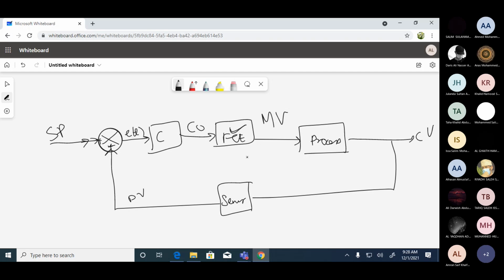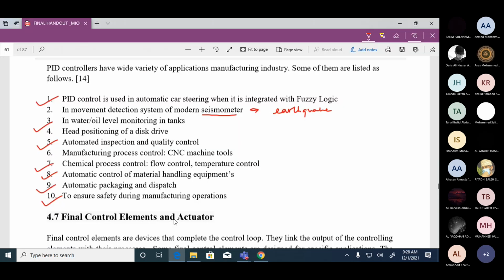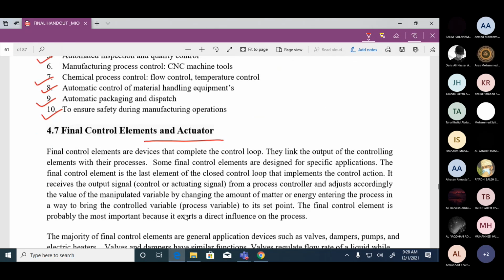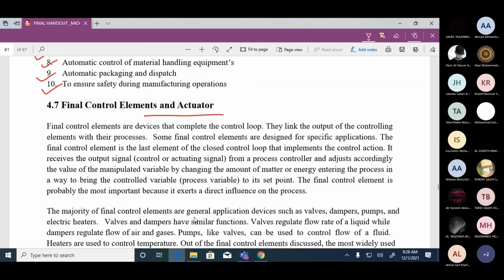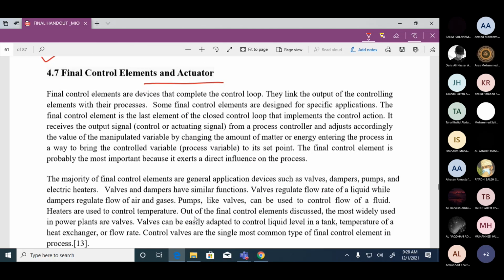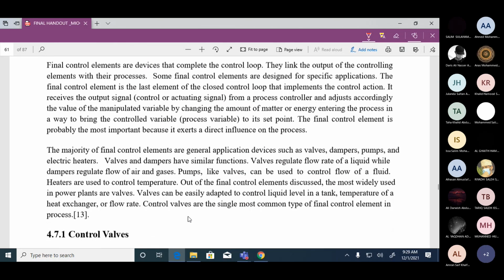So now to understand how these final control elements work, we are going to focus our attention on the final control element. So the next part of this chapter is talking about final control elements. Now there are many final control elements. Like I told you, we can have a heater, a pump, a motor. But out of all of these, the most common final control element that you are going to deal with is a valve.